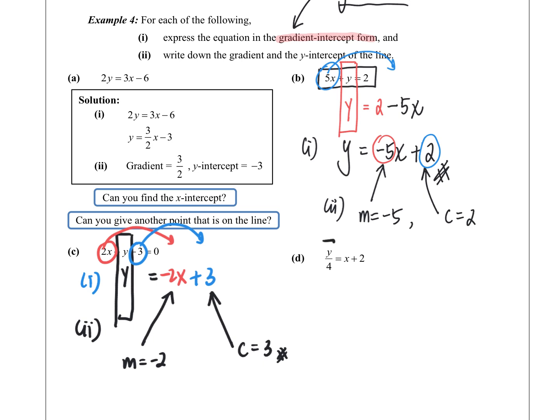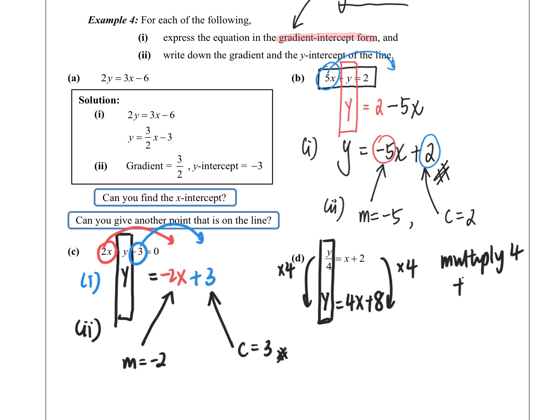Next one, I want to keep the y here, but I don't want that 4. How? So you times 4 throughout. Everything times 4. So x becomes 4x, 2 becomes 8. So you multiply 4 throughout. Yeah, so this one times 4, this one times 4, this one times 4. So now it's done already. Yes, so this is the gradient intercept form.